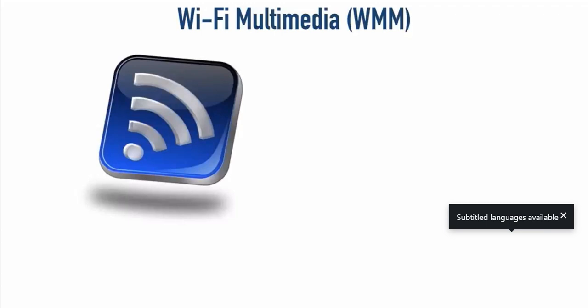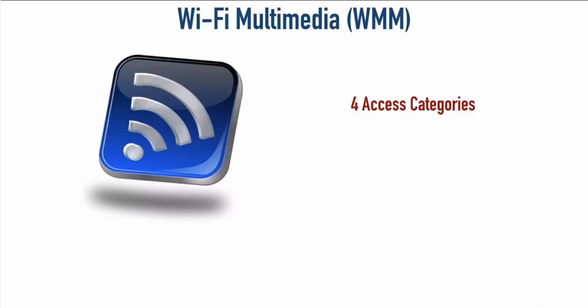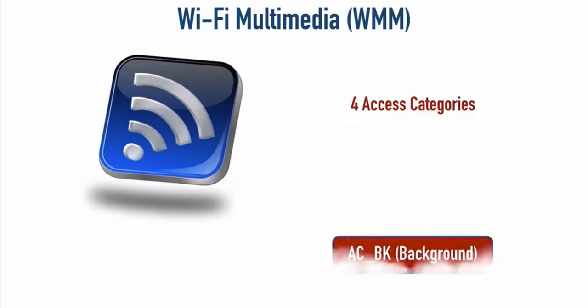Let's take a look in this video at how we can do quality of service in a wireless LAN environment. Wireless LANs often support a feature called WMM, or Wi-Fi Multimedia. What WMM does is give us four different categories for accessing the wireless network. It gives us four access categories, and here are their names.